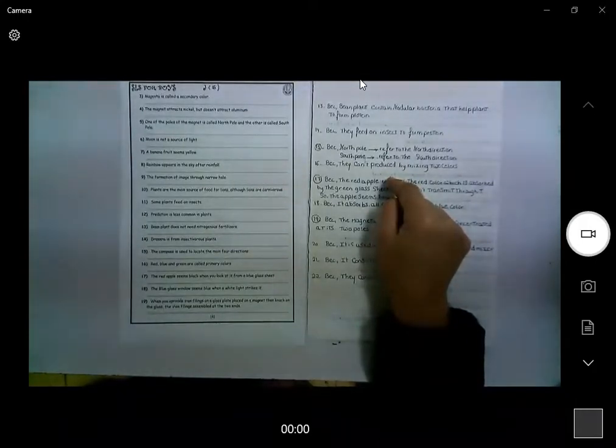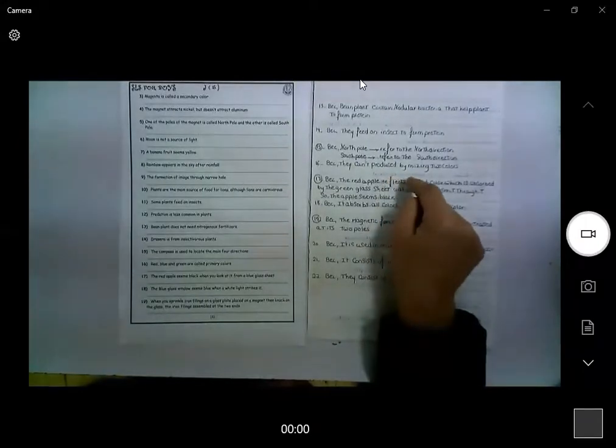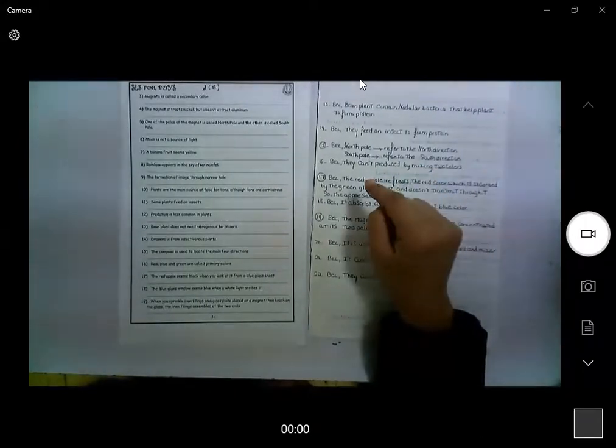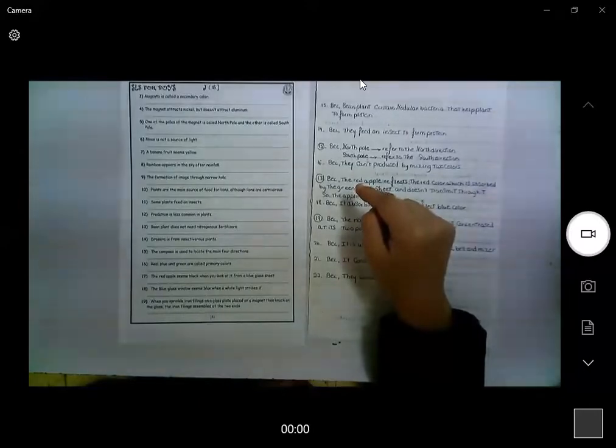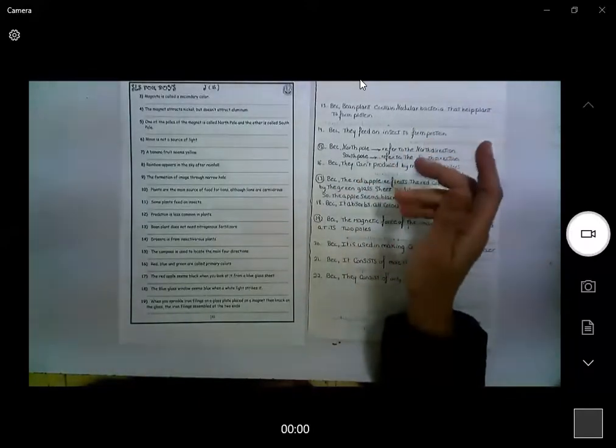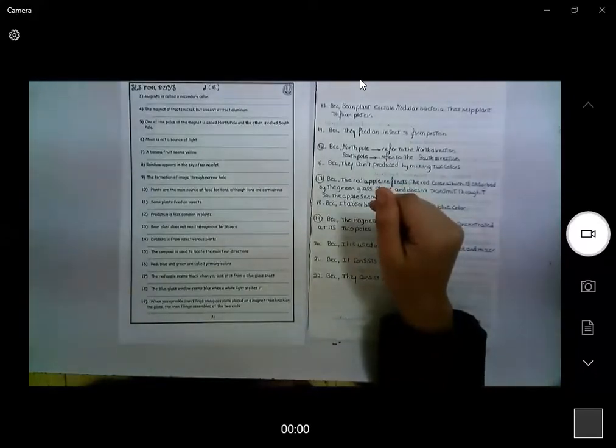16. Red, blue, green are called primary colors. Why are they called primary colors? Because they can't be produced by mixing other colors. But magenta, cyan and yellow are called secondary colors because they can be produced by mixing other colors.